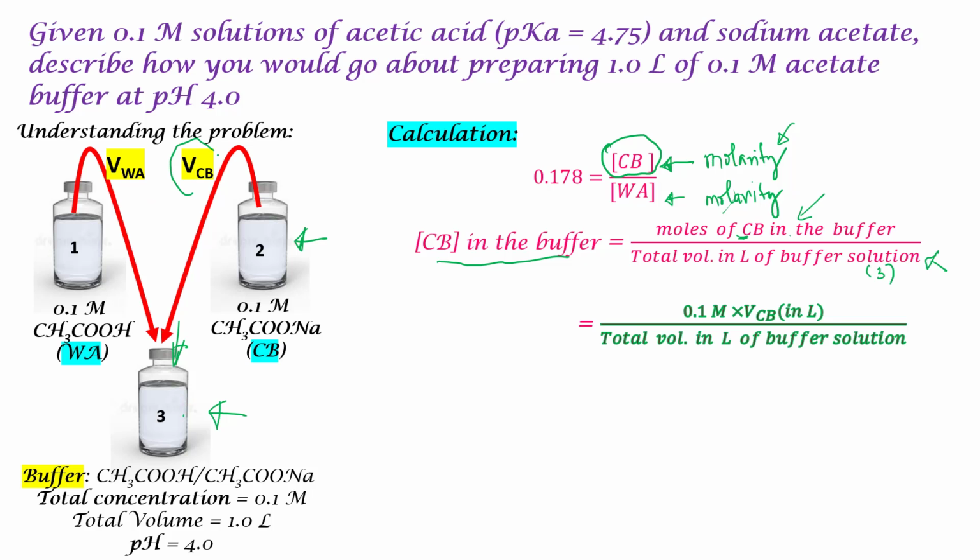It's the volume that we take out from here. The volume that we take out from this particular bottle decides how many particles of conjugate base are going to end up in this buffer bottle.